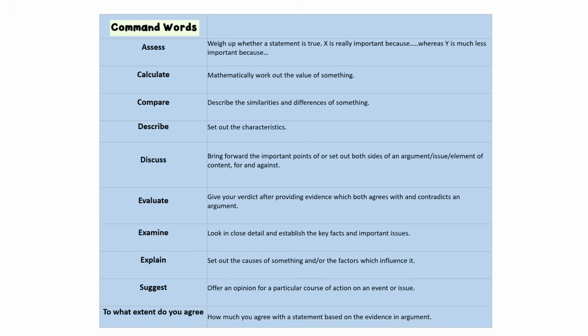If you're asked to explain something, then you need to set out why something is happening or the factors that are influencing something. You might get suggest, in which case you can offer an opinion for a particular course of action on an event or an issue that they've asked you about. And we might have to what extent do you agree? And if you get that as a command word, you need to make sure that you are quantifying how much you agree. So are you agreeing to a large extent? Are you agreeing to some extent? Are you disagreeing completely with whatever it is that they've asked you to look at?